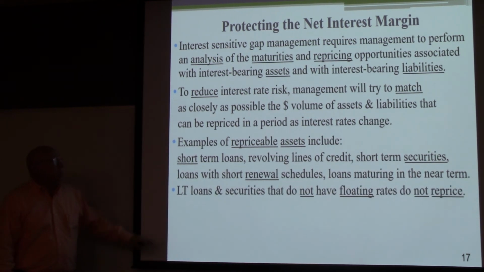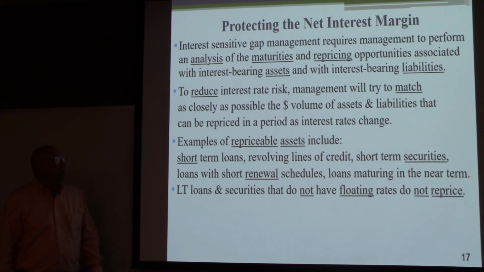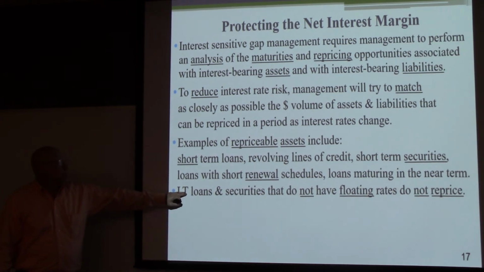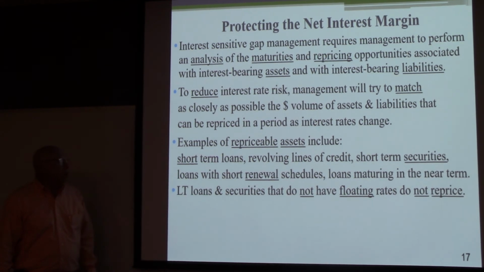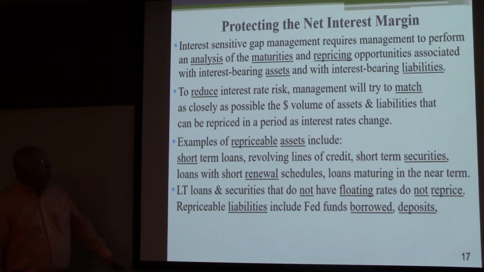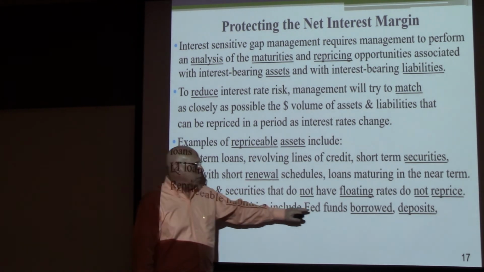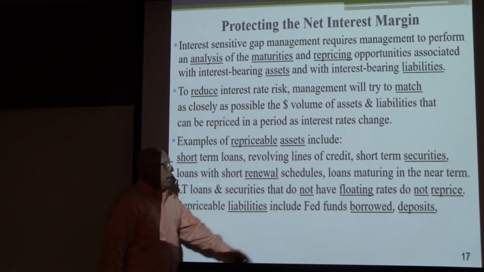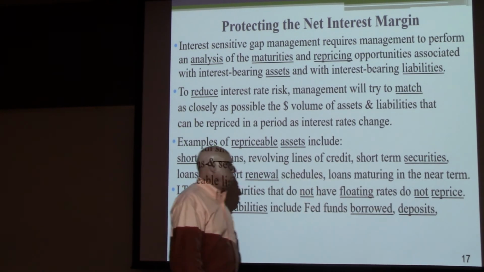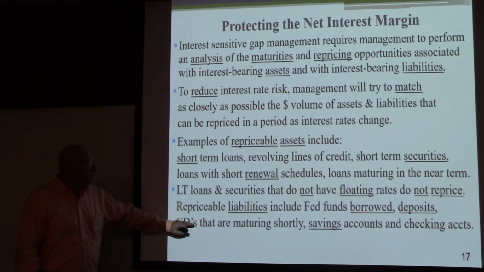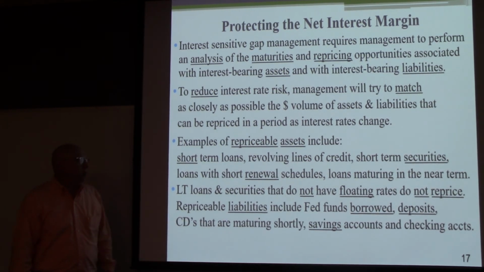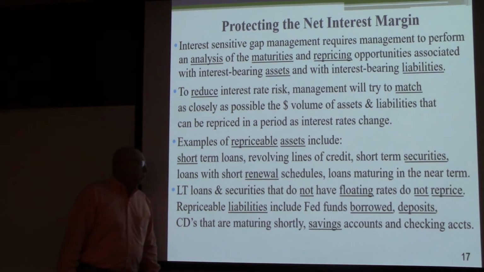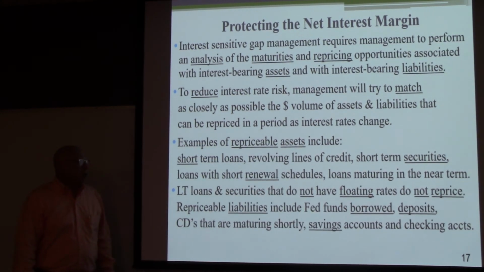Long-term loans and securities that do not have floating rates, that do not reprice. So those are the items that don't reprice and you're locked in. Repriceable liabilities include federal funds. They're very short term. The rates change all the time. Federal funds borrowed. Deposits are repriced all the time. Okay? CDs that are maturing shortly, short-term CDs. Savings accounts and checking accounts. Okay? These things are repriced all the time.